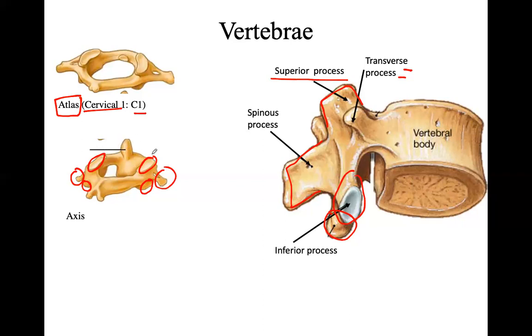Now notice that the axis has this little pointy thing sticking out. This little pointy thing sticking out is what fits right here. And basically, again, allows the axis and the atlas to rotate on each other. This little pokey part of the axis is referred to as the dens.